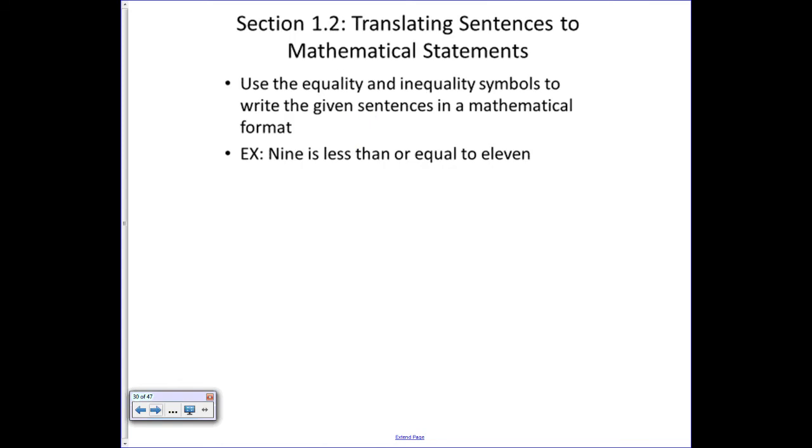So now we're going to be able to translate some sentences into mathematical statements. We're going to use these equality and inequality symbols to write these given sentences. So for example, 9 is less than or equal to 11. So 9 is just 9. Less than or equal to, that's the symbol that we learned. And then 11. And that's all you would have to do to translate those things.